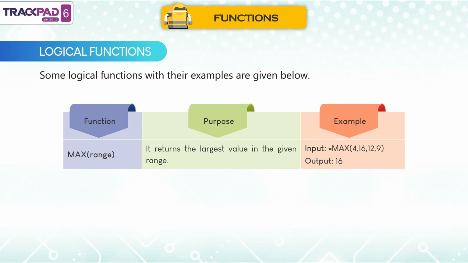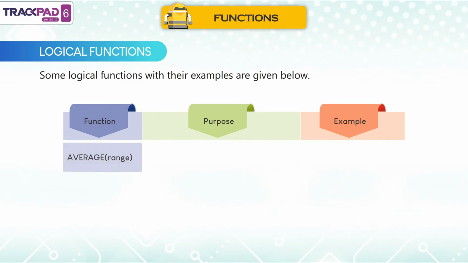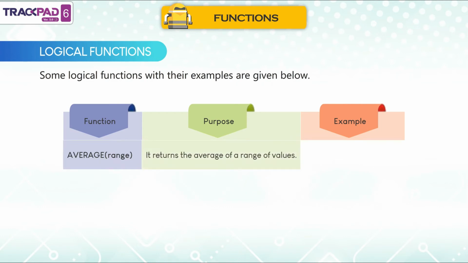Output: 16. MIN(range) returns the smallest value in the given range. Input: =MIN(4,16,12,9), output: 4. AVERAGE(range) returns the average of a range of values. Input: =AVERAGE(10,12,14), output: 12.